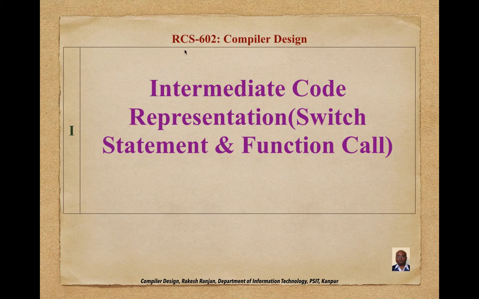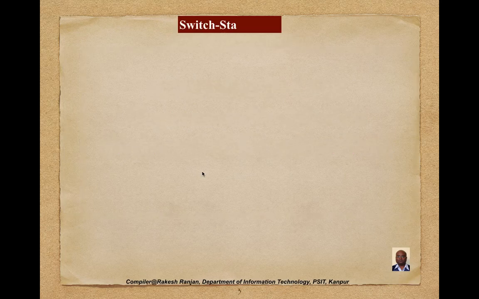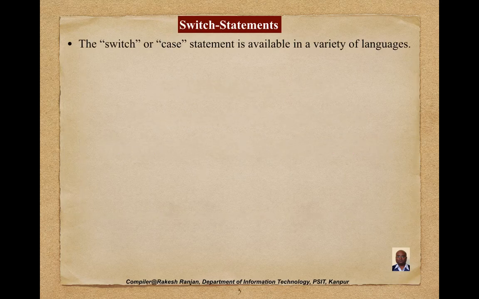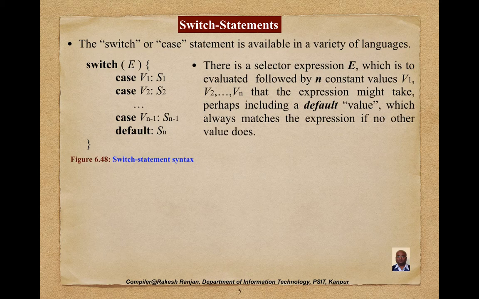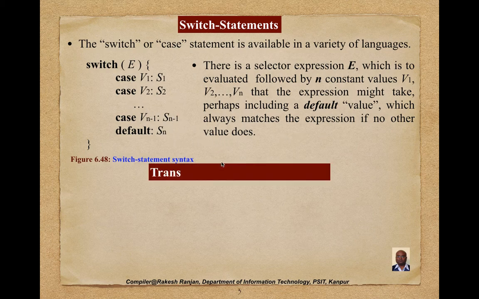Lecture number 7, the intermediate code representation for switch statement and function call. Switch statement. The switch or case statement is available in a variety of languages. One of the forms is like this. There is a selector expression E which is to be evaluated, followed by n constant values v1, v2 to vn, which is always matched with the expression, and the corresponding value's case will run.